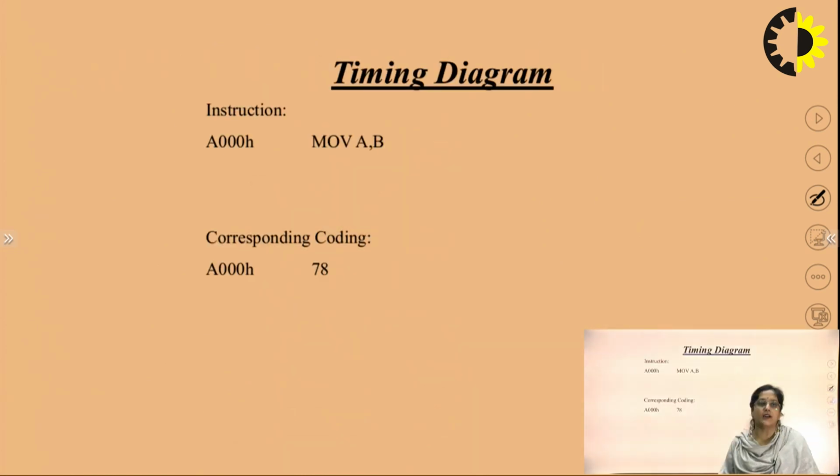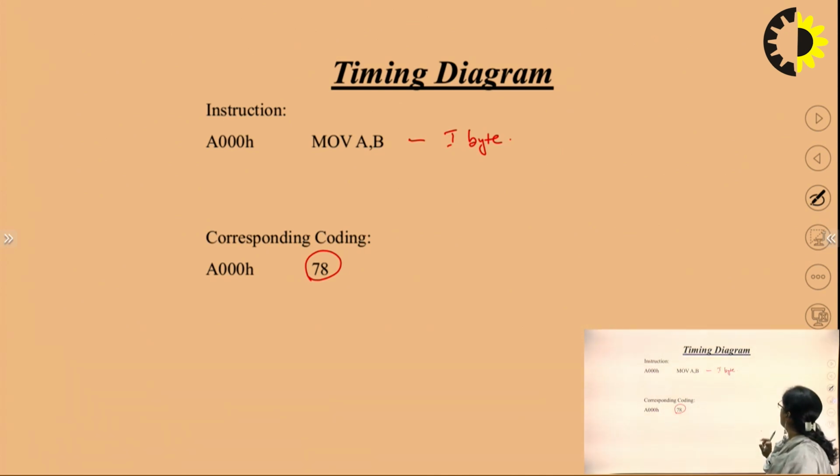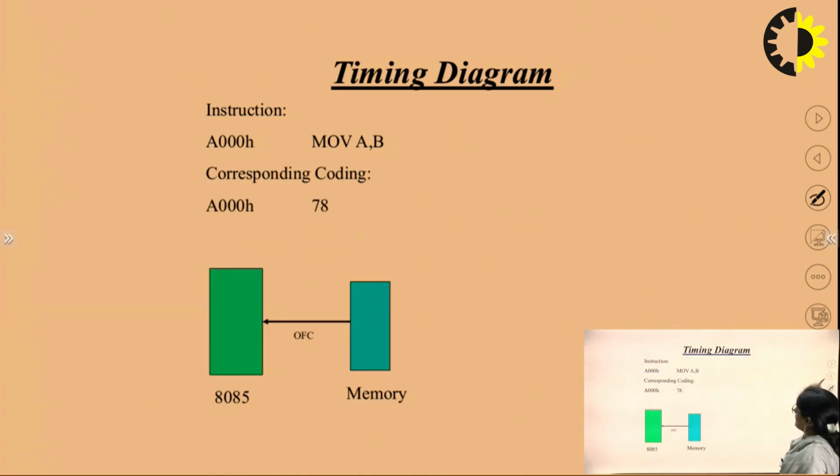Now we will see an example: the instruction MOV A, B. This is a 1 byte instruction. It takes only one location. The opcode is 78. So only the opcode fetch will be executed. How will it work? The opcode is in memory and the microprocessor has to fetch this opcode for decoding and execution.